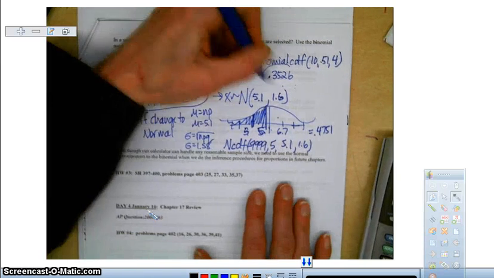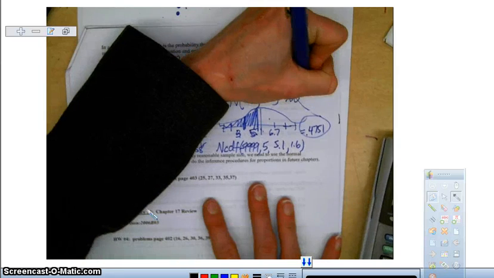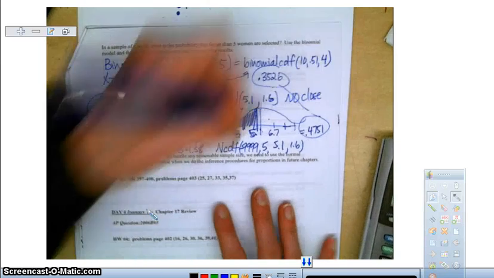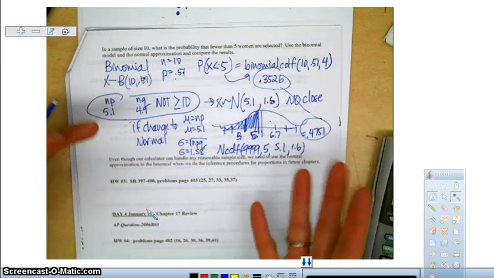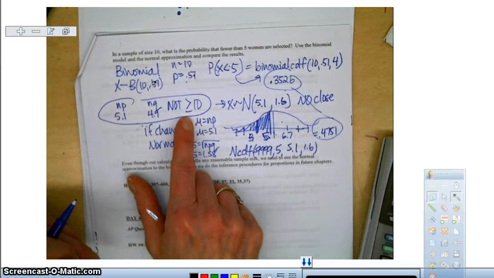Are these two close at all? No, these are not close. Over on the other side they were. Here they're not. Why not? Because the important condition, n times p and n times q, was not met.